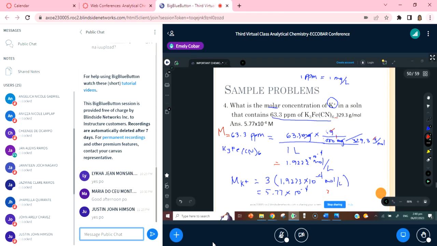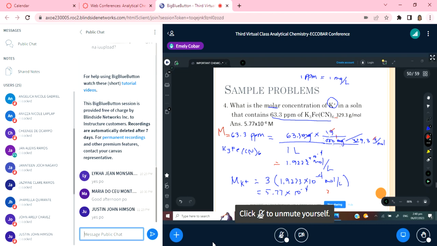Ano ko ng conversion factor, 1 gram is equal to 1,000 milligrams. So, milligram ang nasa baba, di ba? Tama to? Milligram, milligram cancels. 1 gram is equivalent to 1,000 milligrams. So this one is conversion factor. I'm just converting milligrams to grams.